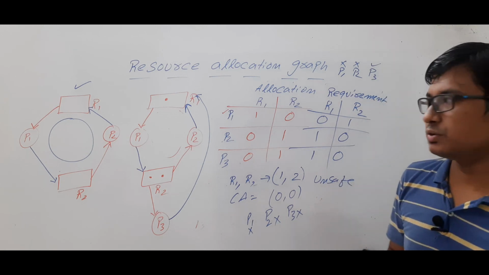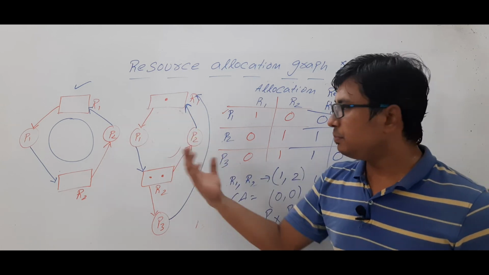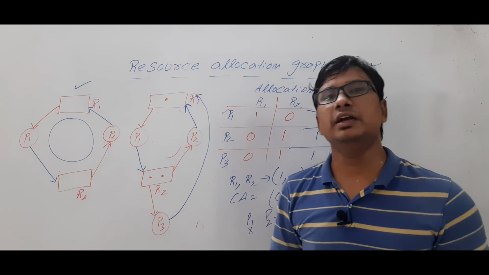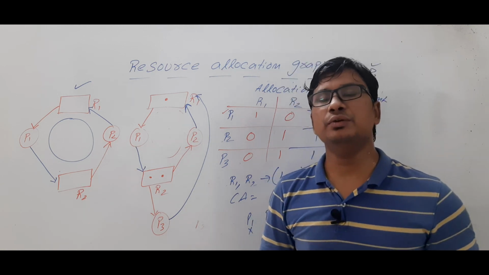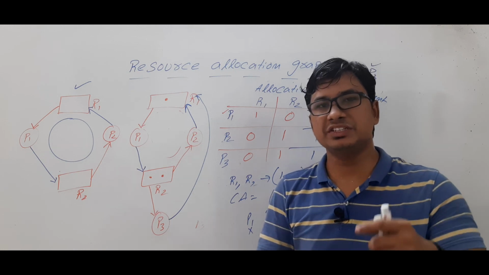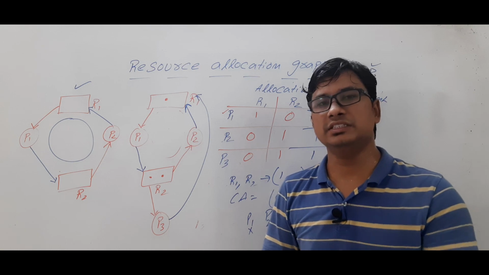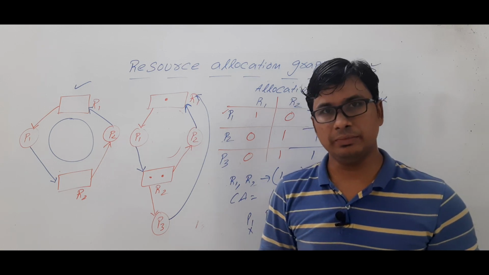So, what I want to say is that in multiple instance resources, if there is a cycle, there may be a deadlock or there may not be a deadlock. Is it clear? In the next video, I will discuss one GATE question which came in the year 1994 related to the multiple instance resources, so that whatever doubts you have, all the doubts will be cleared.